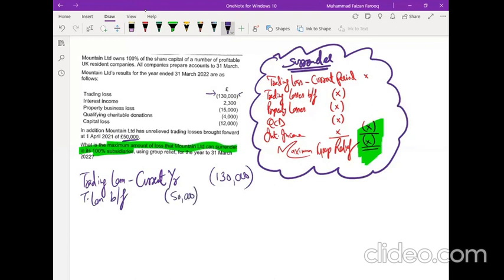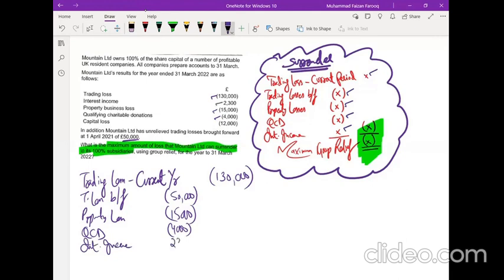Then what do we need? Property loss as per the format. How much? 15,000. Okay. What else? There's a capital loss. No, see, check the format. We took this one, we took this one, we took this one. What do we need now? QCD. How much? 4,000. Okay. What else do we need as per the format? There's interest income. How much? 2,300. Okay. This is positive, right?